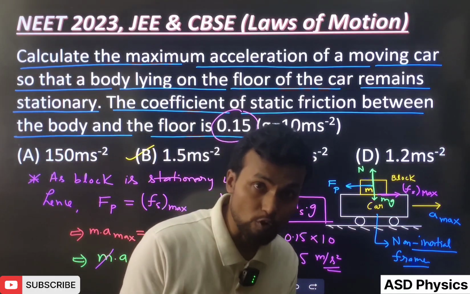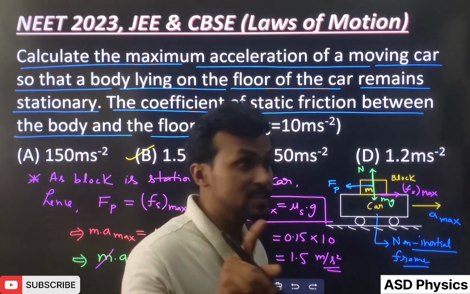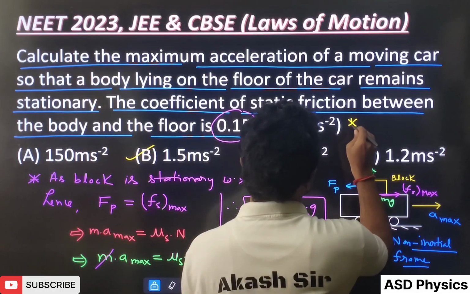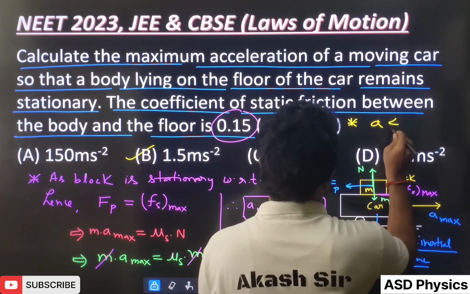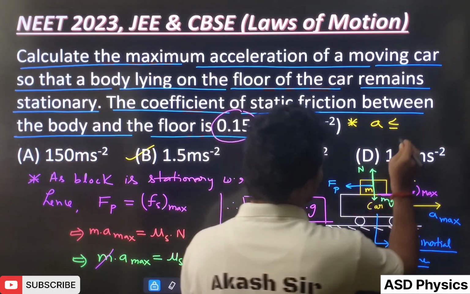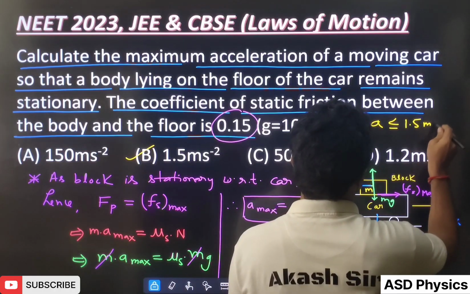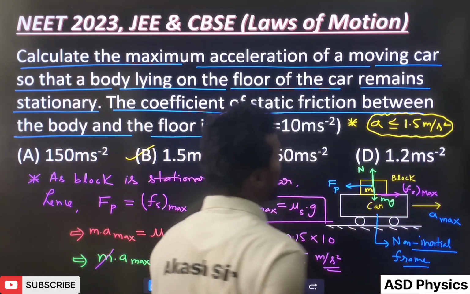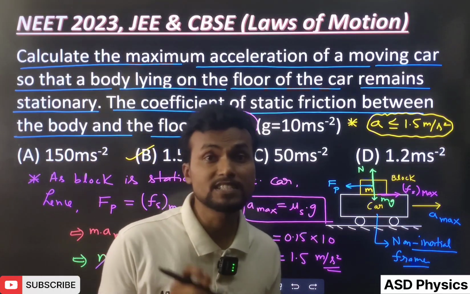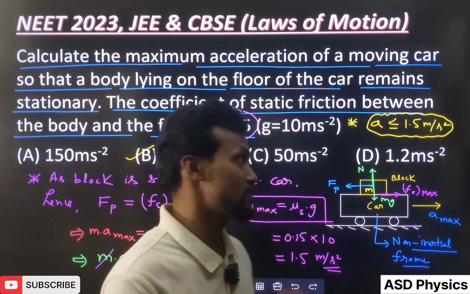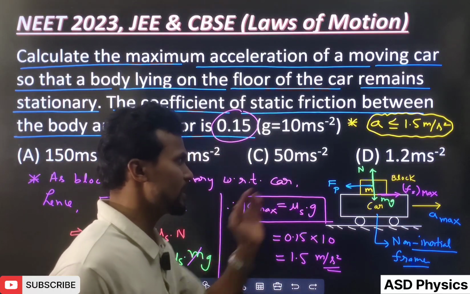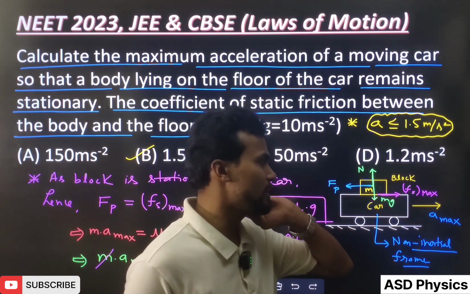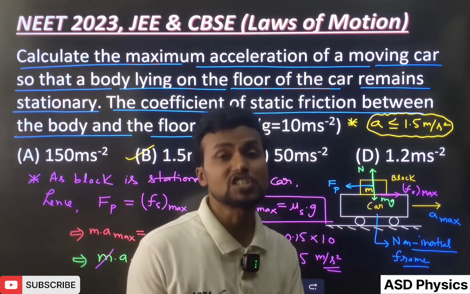And as I have told you, this friction is self-adjusting. Because of this self-adjusting nature, if the value of acceleration is less than or equal to 1.5 meter per second square, the block with respect to the car will always be in a stationary, rest situation. So the maximum value is 1.5. Even if the value is less than 1.5, this friction will adjust itself.